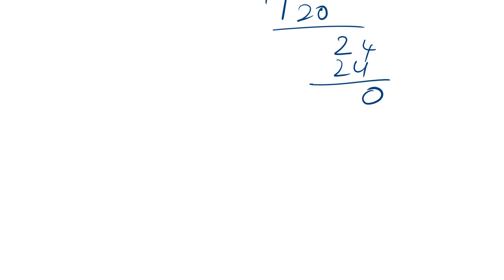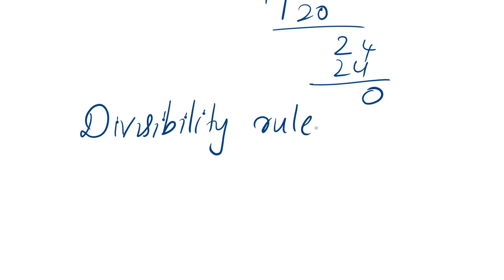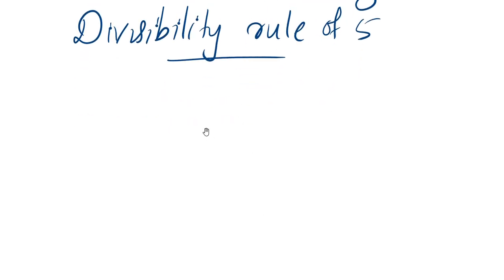Okay. Next thing, divisibility rule of 5. This is also an easy thing. Just check the ones place digit. If the ones place digit is either 5 or 0, then that number is divisible by 5.